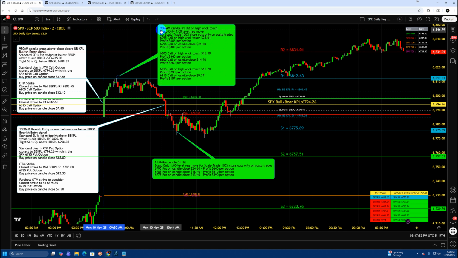Okay, so when it hits the R1 here, on the high wick touch, that's the closeout for a scalp trade.